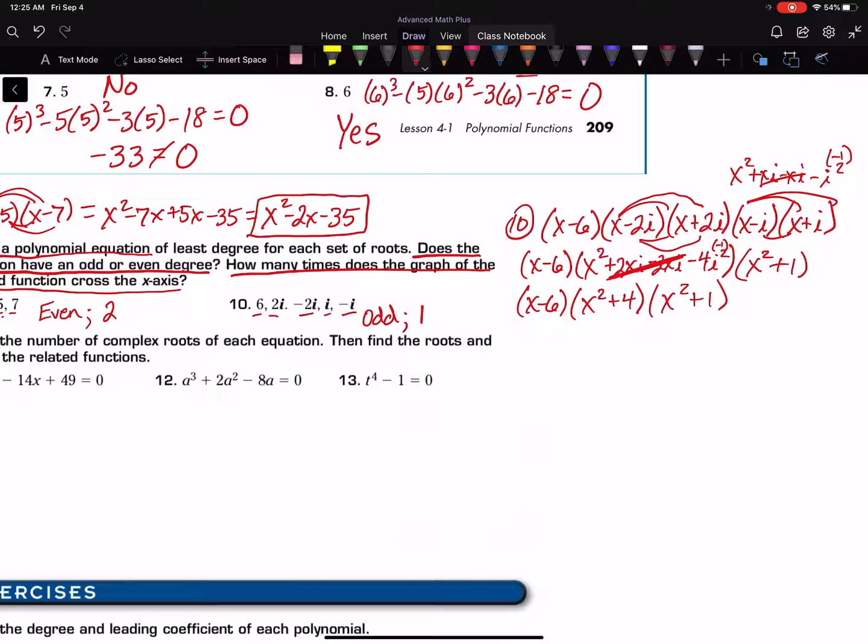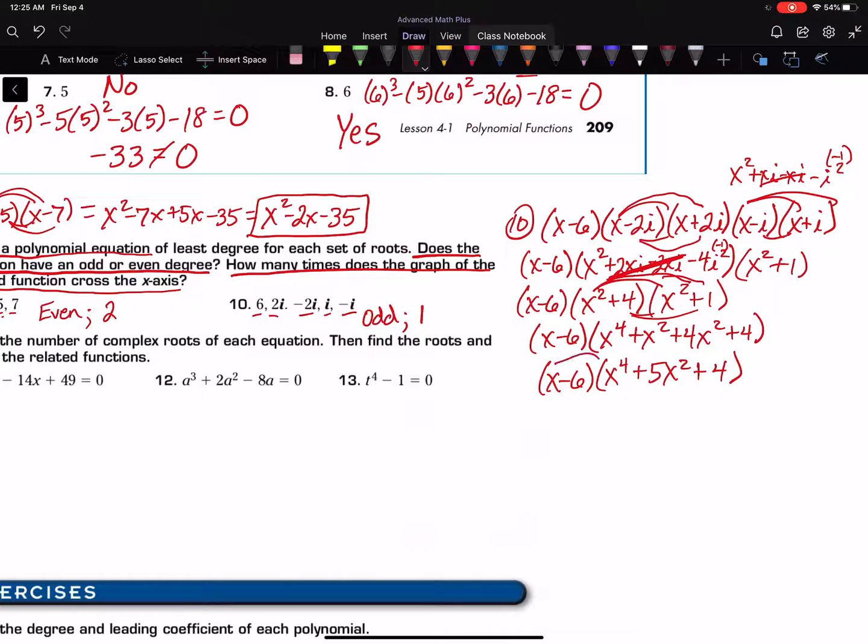And then we multiply again. So this will be x minus 6 times x squared is x to the 4th. x squared times 1 is x squared. 4 times x squared is 4x squared. 4 times 1 is 4. So that reduces to x minus 6 times x to the 4th plus 5x squared plus 4.